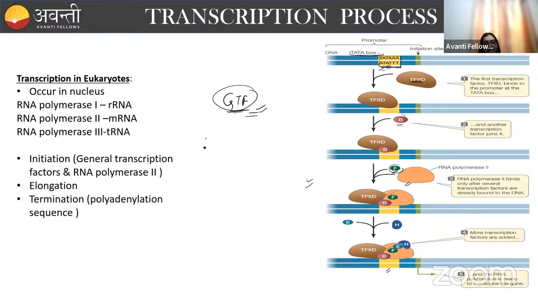And in case of eukaryote, remember this, it's very important. Different RNA polymerases are present, like RNA polymerase 1, 2, and 3. In case of prokaryote, there's a single RNA polymerase which synthesizes all the RNA. But in case of eukaryote, RNA polymerase 1 will synthesize rRNA, 2 will synthesize mRNA, and 3 will synthesize tRNA. Remember this. Many times this question came in NEET, okay?